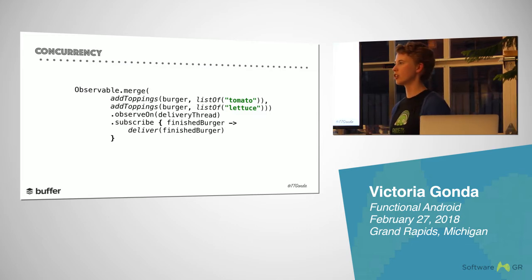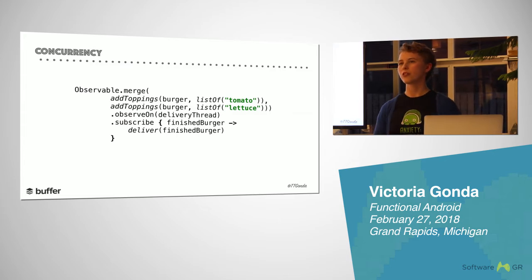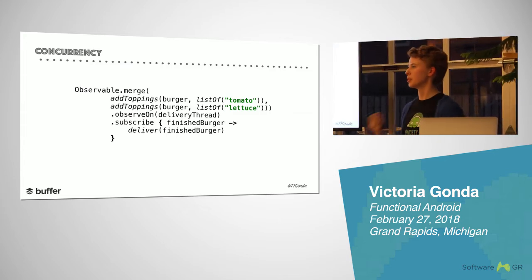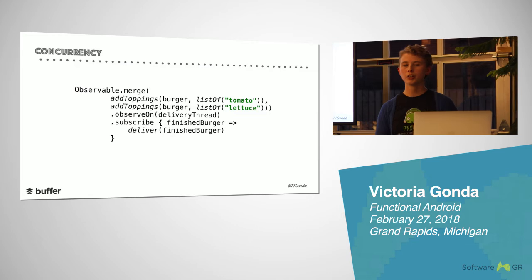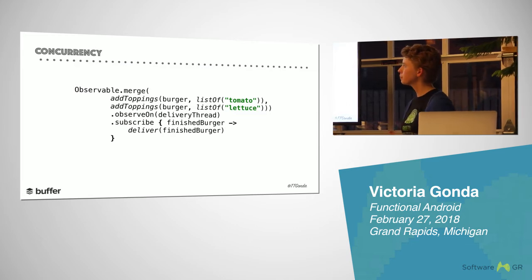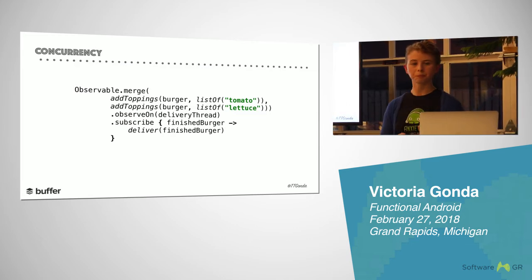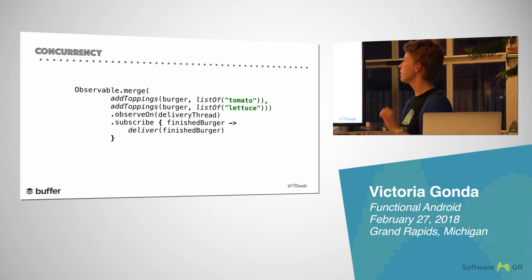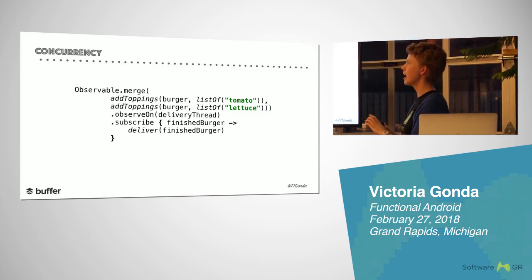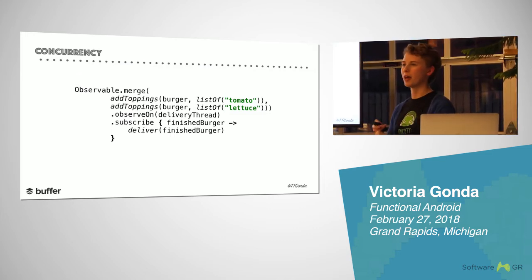But I like using RxJava for using different threads and schedulers. It simplifies things. So if you're not familiar with RxJava, what we have here is we're calling add toppings twice and getting two different streams from that. They're both on a kitchen scheduler thread. And then we're merging them together.